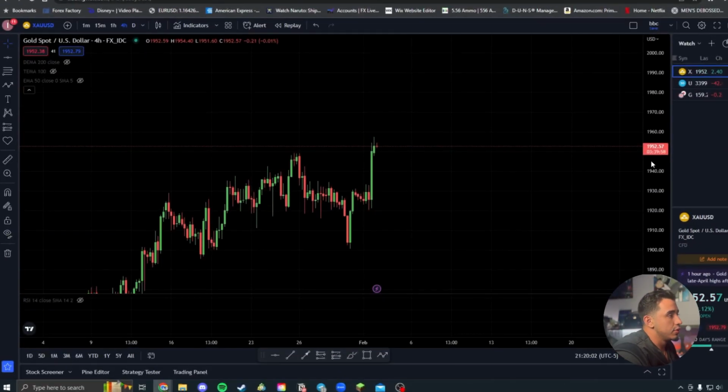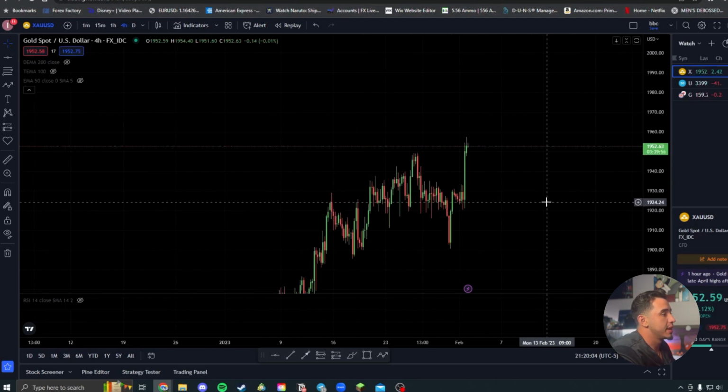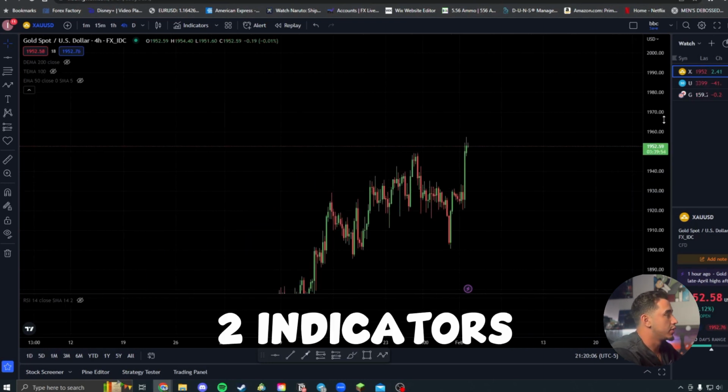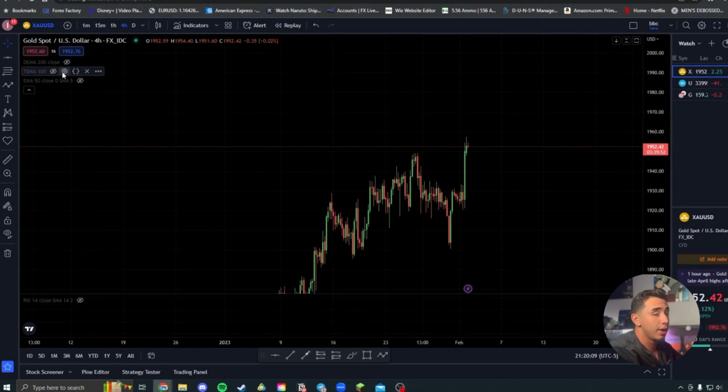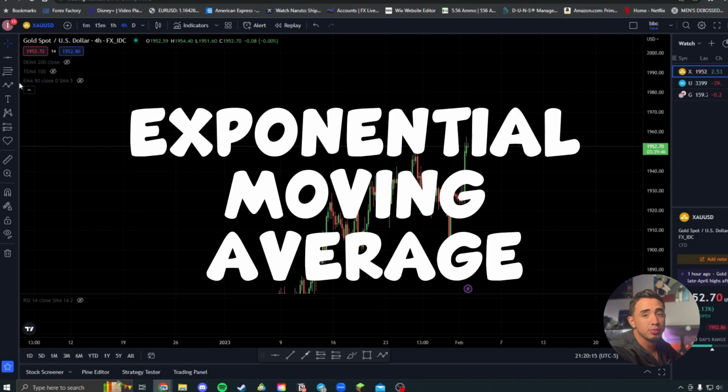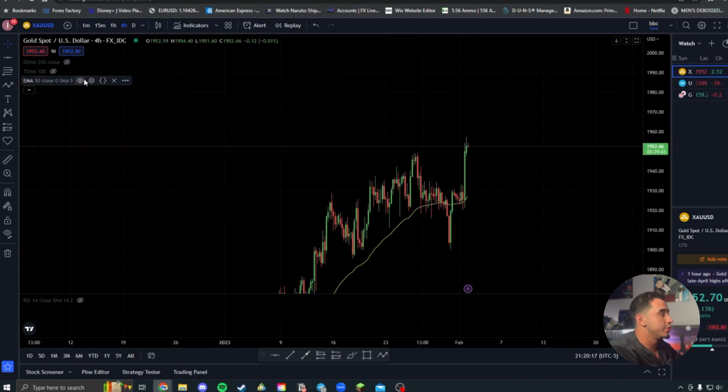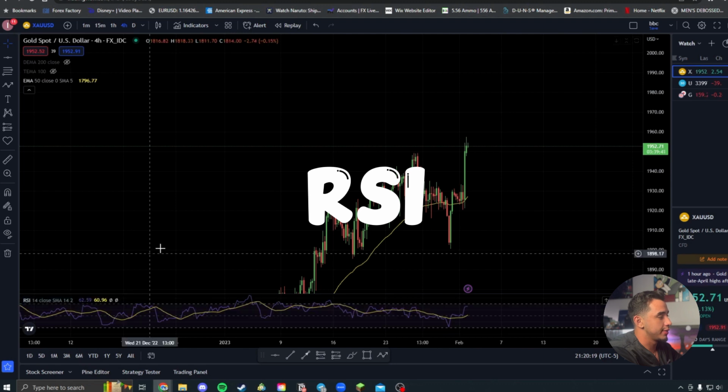So over here, the main thing that you want to pay attention to are these two indicators right here. Now I know I do have a couple indicators pointed up over here, but ignore these for now. We're going to talk about the exponential moving average, the 50-day one, and the RSI.